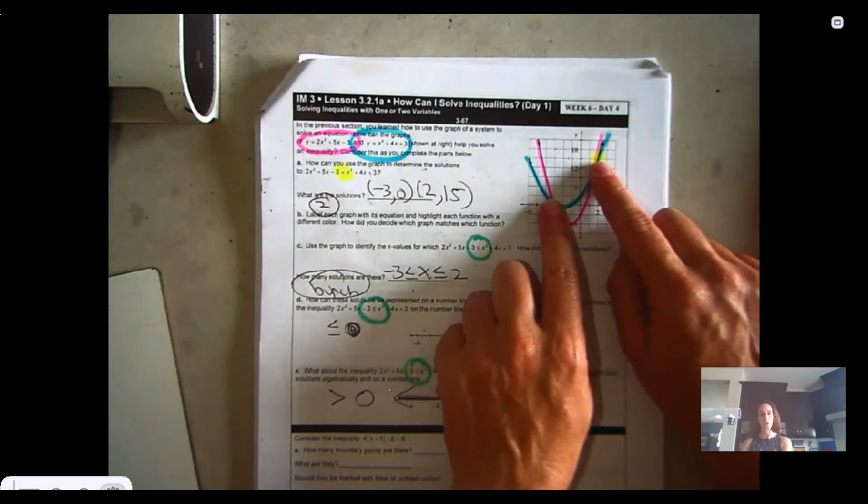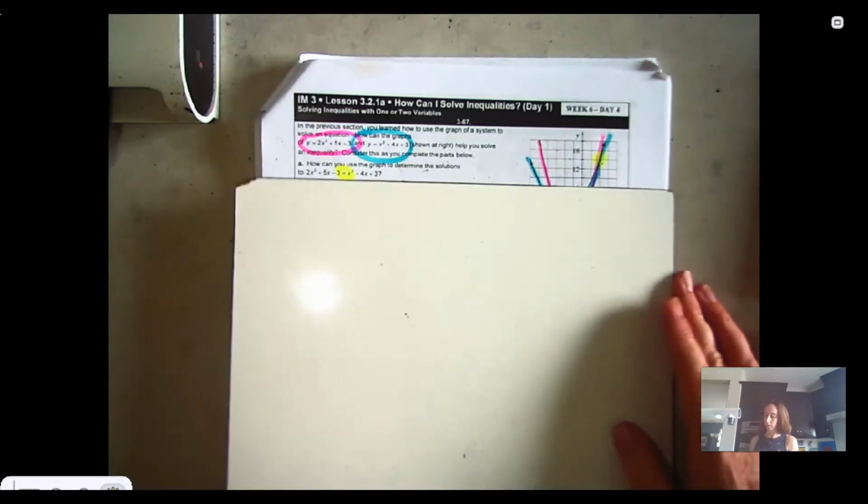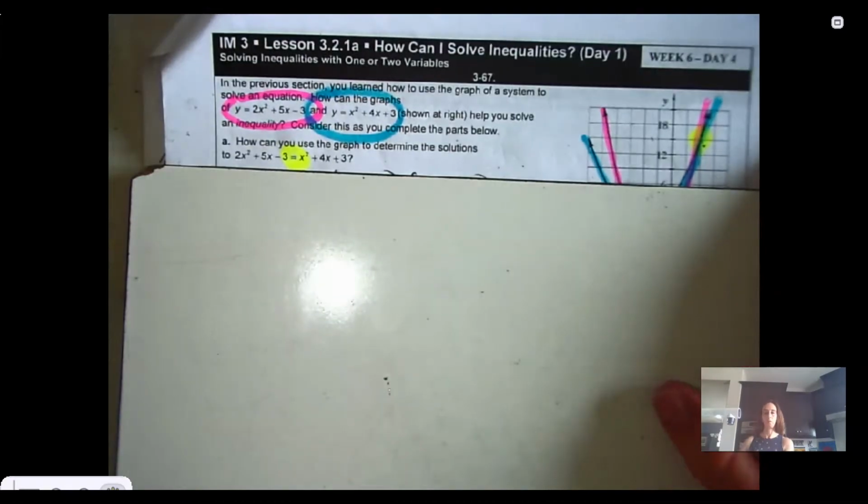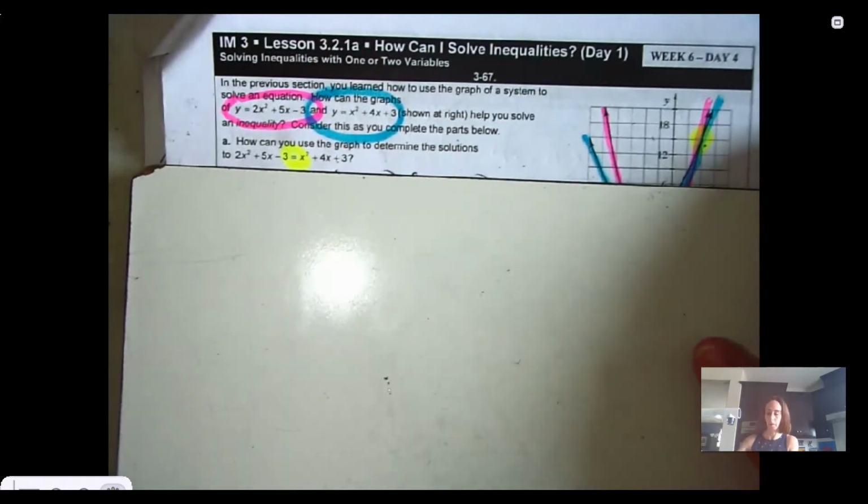So this section is an extension of how we solved and tried to find where things touch, and an extension of inequalities that we did last week. There's already stuff filled in because this is the third time I'm making this video because something's going on with my computer. So cross your fingers it works this time.